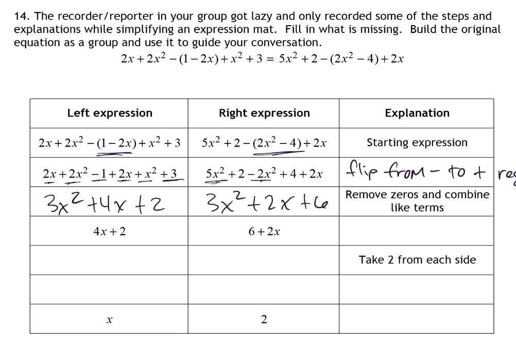Now, the next step is here, but the justification's gone. But I can see what's happened here is we've just removed 3x squared tiles from each side. Both the left and the right had 3x squared tiles, so we removed those. We removed 3 of those x squared tiles from both sides.